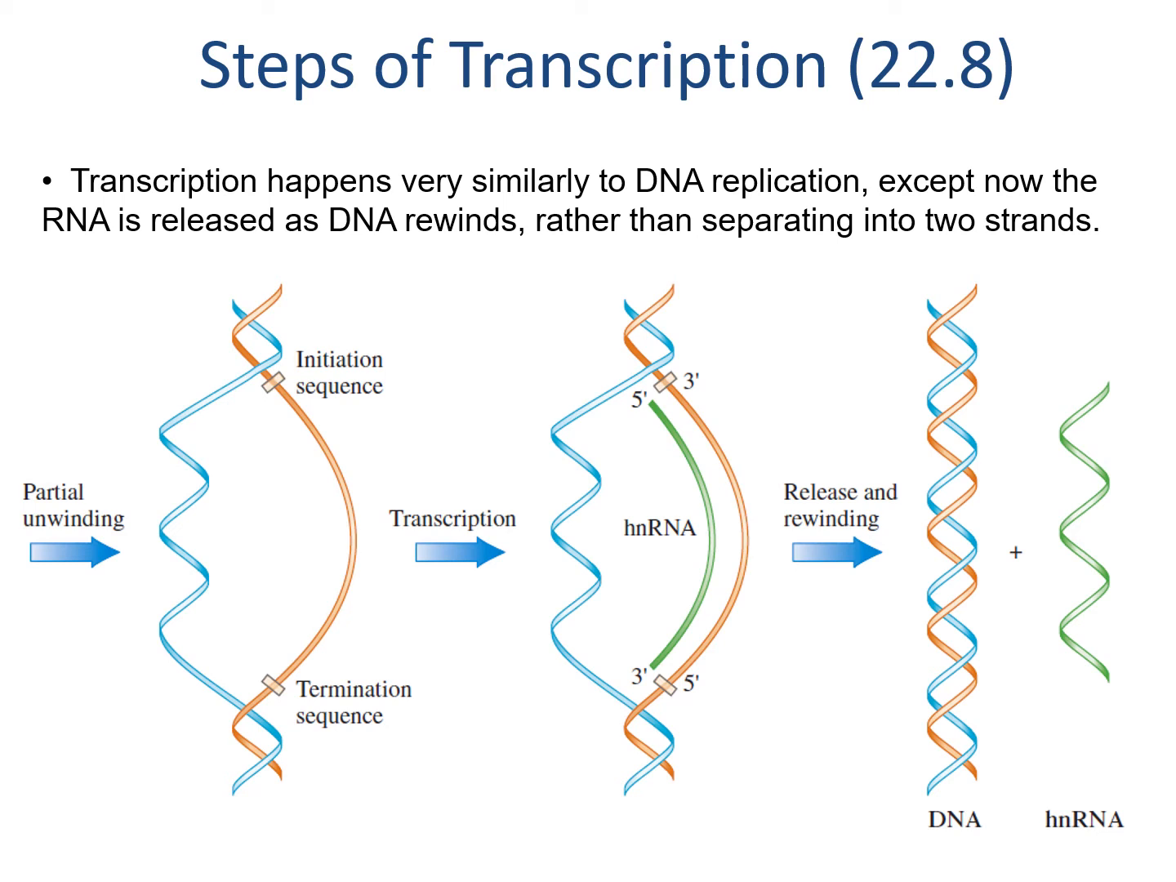The first step of this process, transcription, is actually really similar to DNA replication, except that now we only need to make one copy for the RNA. We don't need to make two copies, and the DNA will rewind rather than separating into two strands. This means the hnRNA is produced all by itself, and the DNA is maintained as permanent storage of that genetic information.